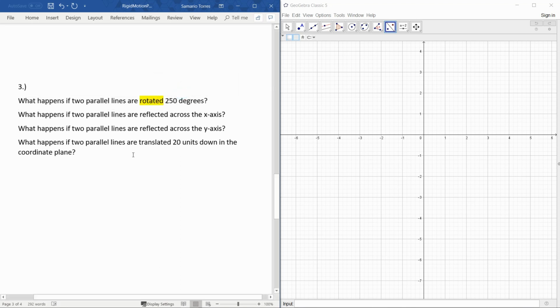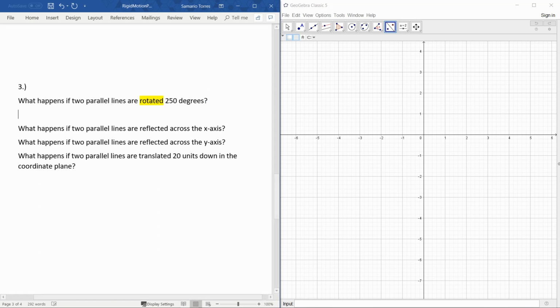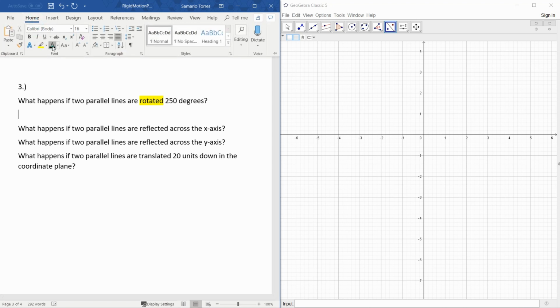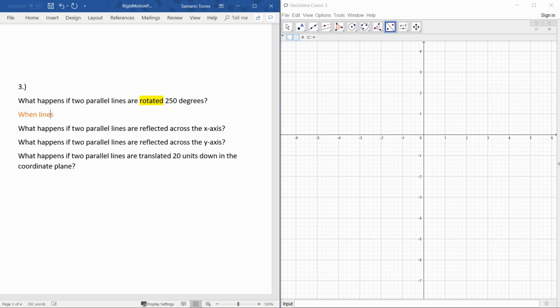So we can highlight that. So what happens if two lines are rotated 250 degrees? Well, when lines are rotated, hold on, let's do a different color. So let's do blue. Let's see, let's do orange. You can say when lines are rotated, oh, I'm sorry, when parallel lines are rotated, they remain parallel.